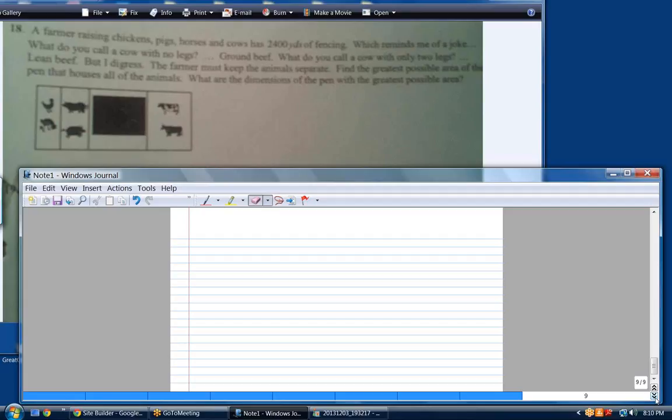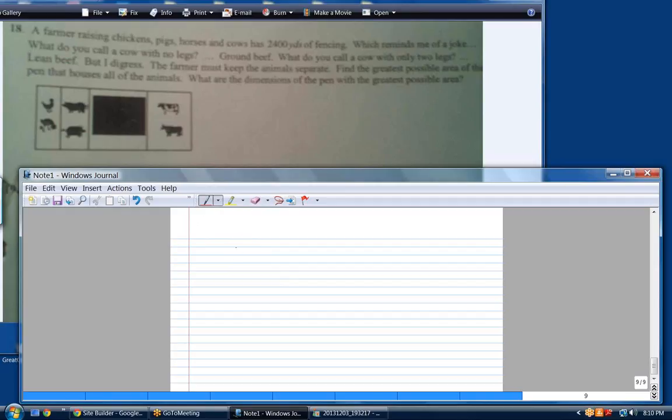Okay, this is a similar problem as the corral next to a house. Okay, so we have 2,400. Am I reading this correctly? This is the house, right? Yeah. So our fencing has to cover all of our vertical lines and both horizontal lines? Yes. It says the farmer must keep the animals separate, find the greatest possible area of the pen that houses all the animals. What are the dimensions of the pen with the greatest possible area?